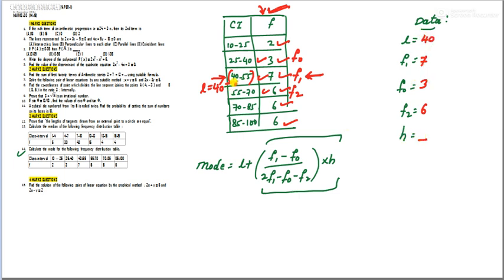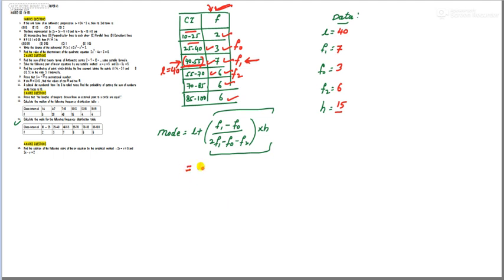And what is H? The gap between the class limits, which is the same in all, so 25 minus 10 is 15. So that is our H. Got it, guys? Following? Okay, so now just substitute.